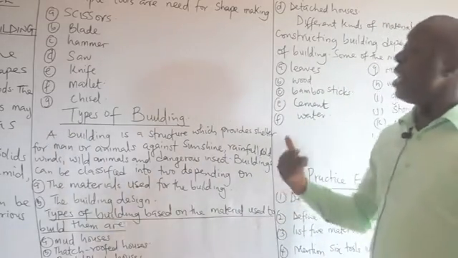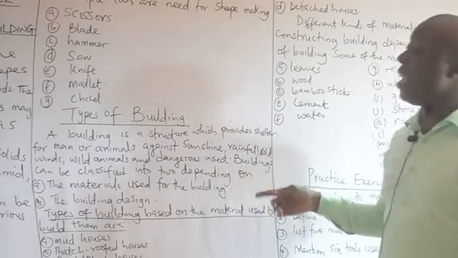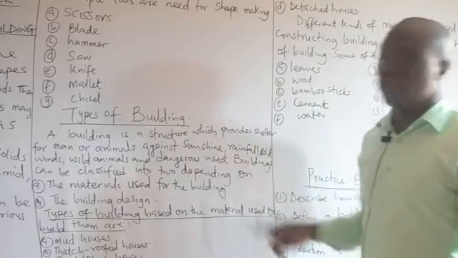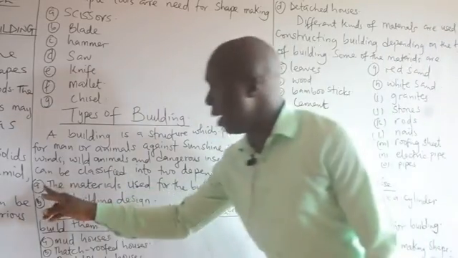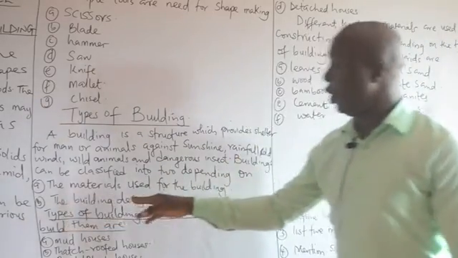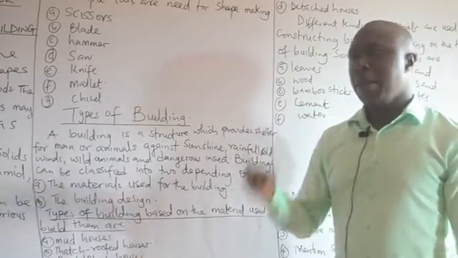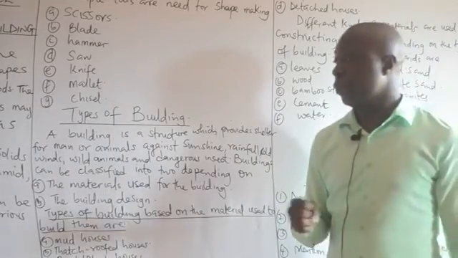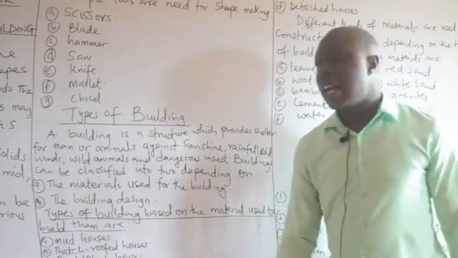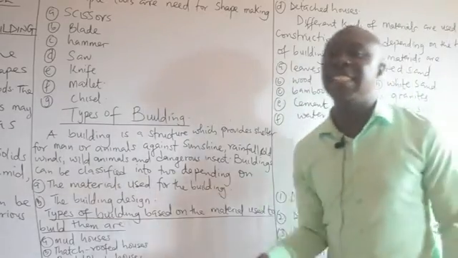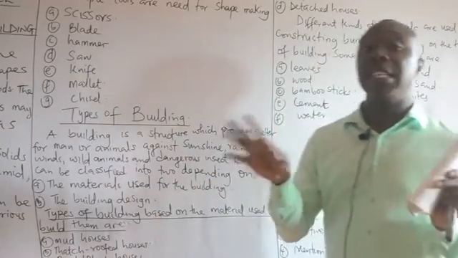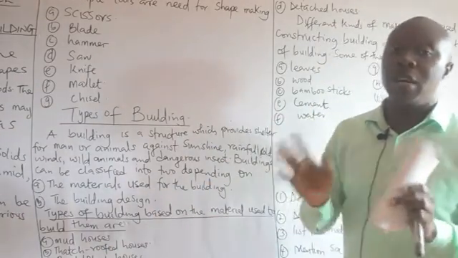Building can be classified into two depending on, A, the material used for the building, and secondly B, the building design. That is, the classification is based on the material used for the building, and secondly the building design. That is how the building looks. When we talk about building design, it simply means how that particular building actually looks.